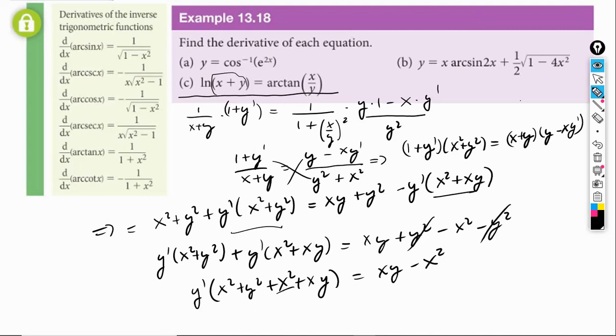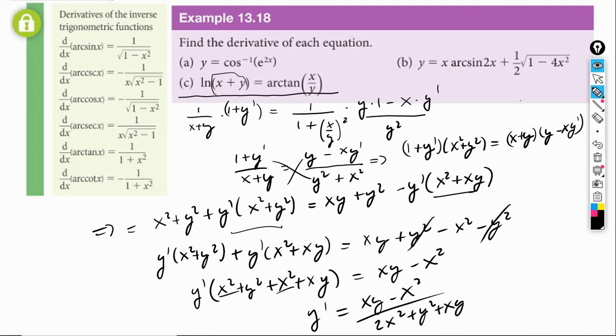Then we can add this and this, right? But we'll just rewrite it as y prime is equal to xy minus x squared over 2x squared plus y squared plus xy.